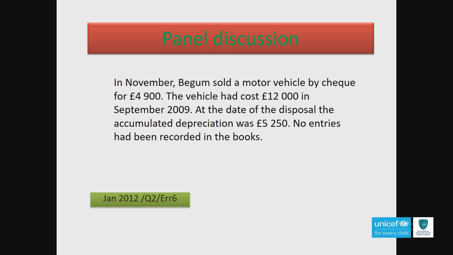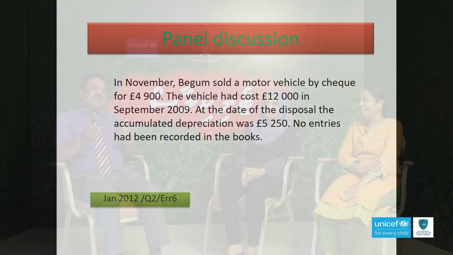In November, Began sold a motor vehicle by cheque for £4,900. This vehicle had cost £12,000 in September 2009. At the date of the disposal, the accumulated depreciation was £5,250. No entries had been recorded in the books. We found this error as a common error in the question.